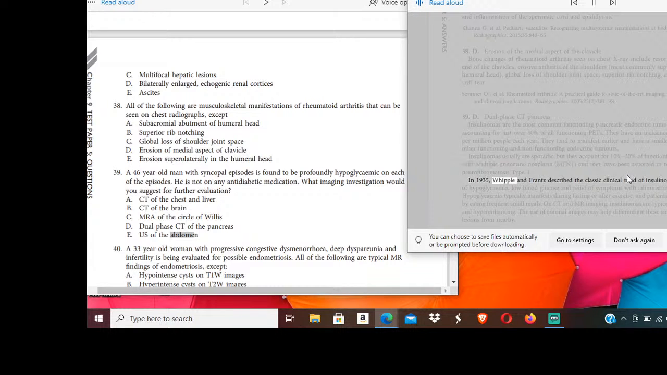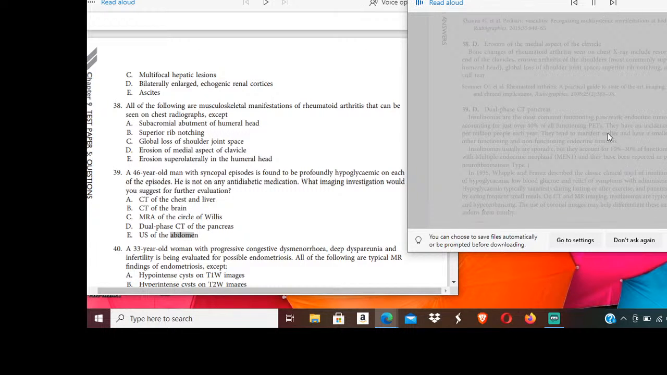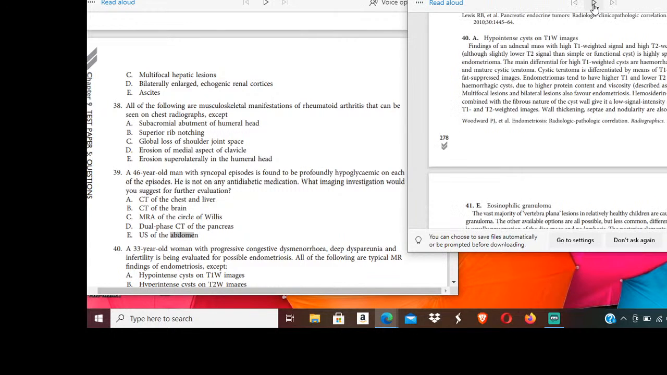In 1935, Whipple and Franz described the classic clinical triad of insulinomas: symptoms of hypoglycemia, low blood glucose, and relief of symptoms with administration of glucose. Hypoglycemia typically manifests during fasting or after exercise, and patients often self-medicate by eating frequent small meals. On CT and MR imaging, insulinomas are typically homogeneous and hyperenhancing. The use of coronal images may help differentiate these small hyperenhancing lesions from nearby structures. Lewis RB, et al. Pancreatic endocrine tumors.